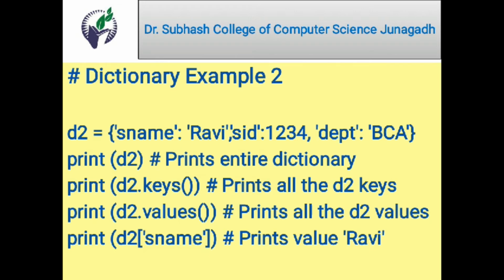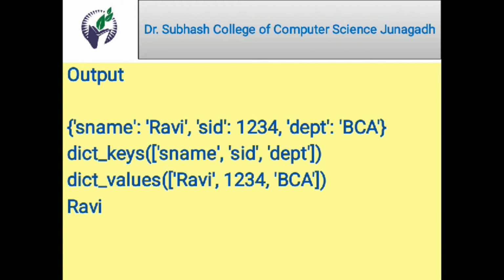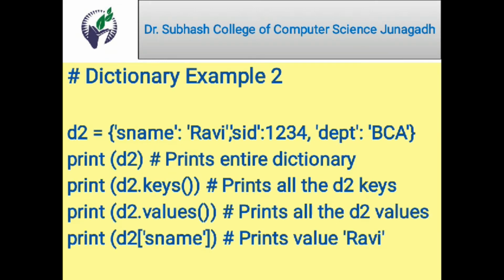Let's check the output. As expected, the entire dictionary is displayed. Student name Ravi, student ID 1234, department BCA. That is the first statement here, that is the entire dictionary is printed. Now all the key values and all the values associated with each key. So expected student name, student ID, and department for the first line, and second line values associated with the keys Ravi, 1234 and BCA.